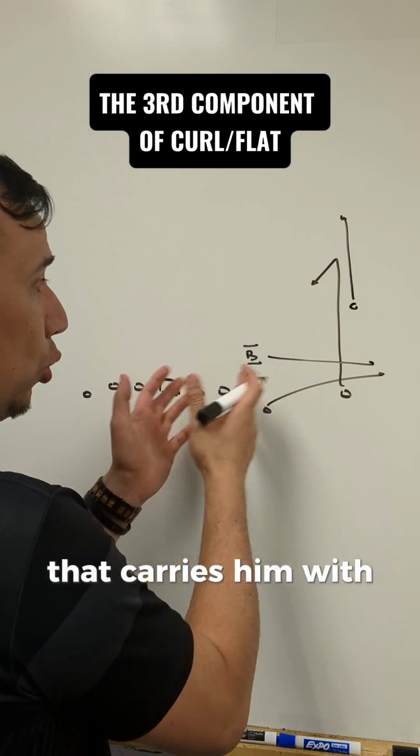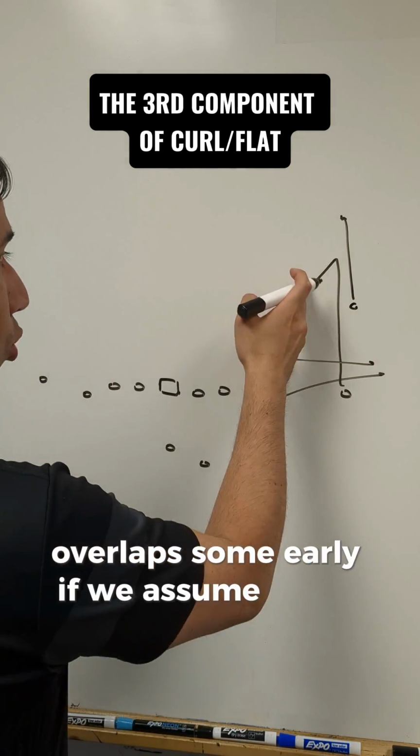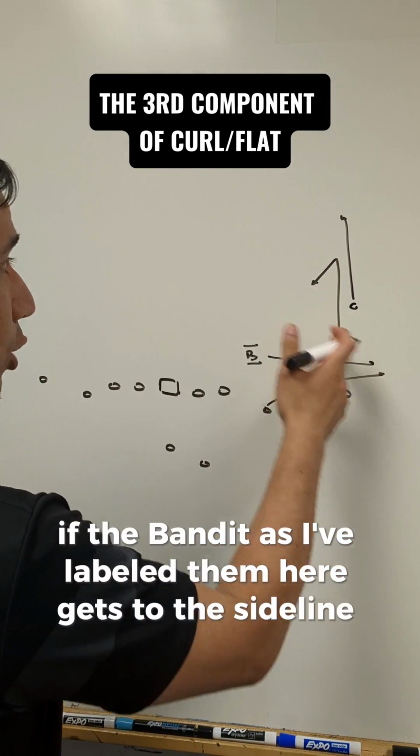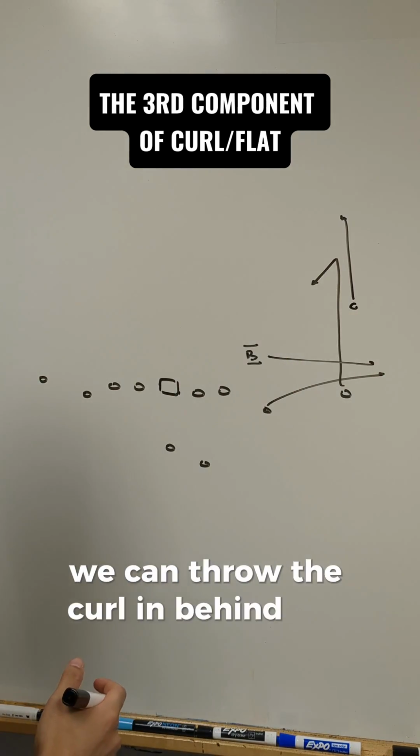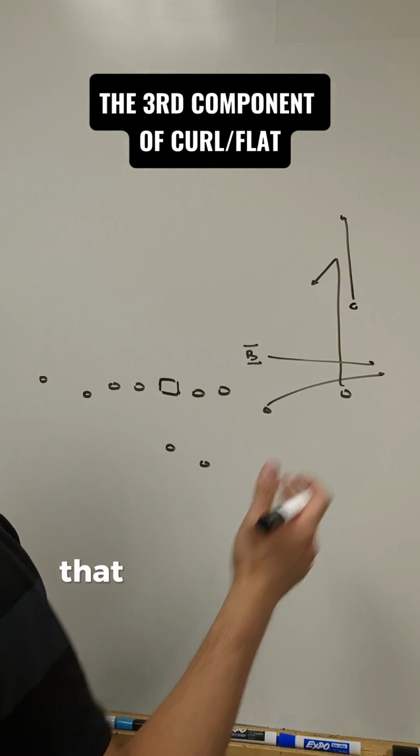variation that carries him with two or a buzz variation that sends him to the flat and overlaps him early, if we assume we're moving on, we said if the bandit, as I've labeled him here, gets to the sideline quick, we can throw the curl in behind him. There's a third component to curl flat besides just the curl and the flat that then becomes important.